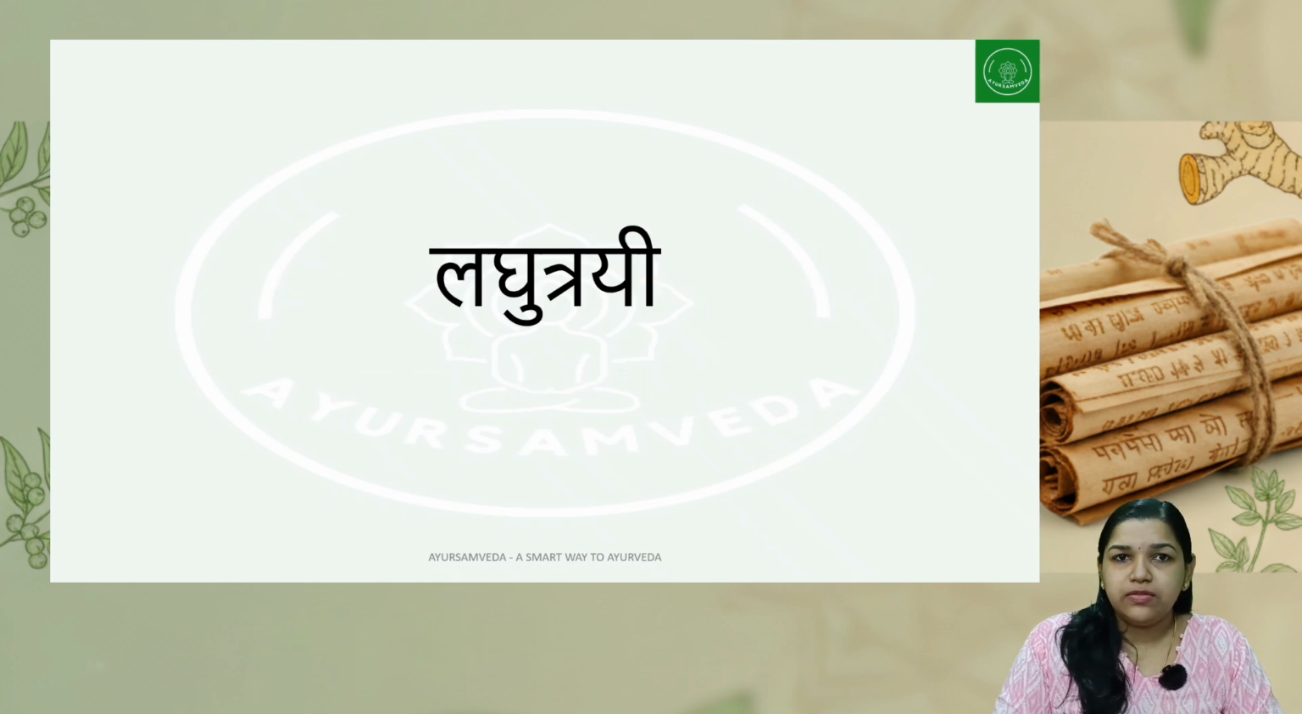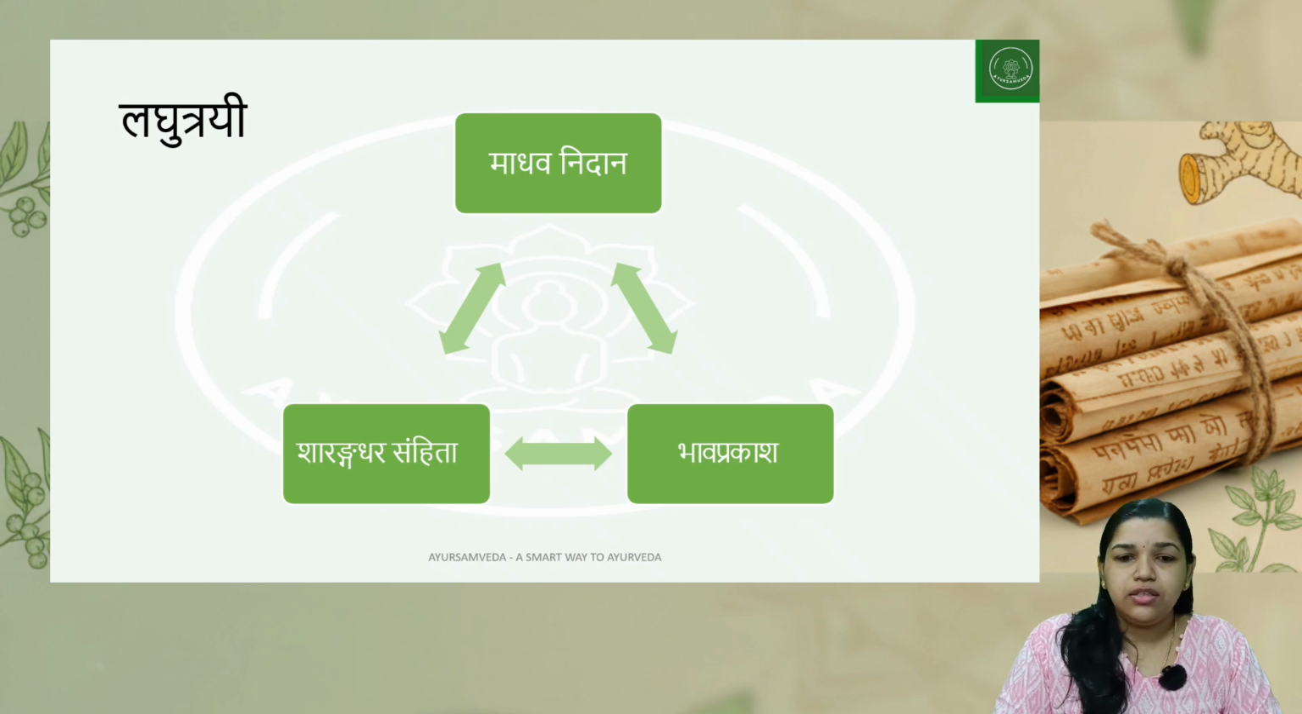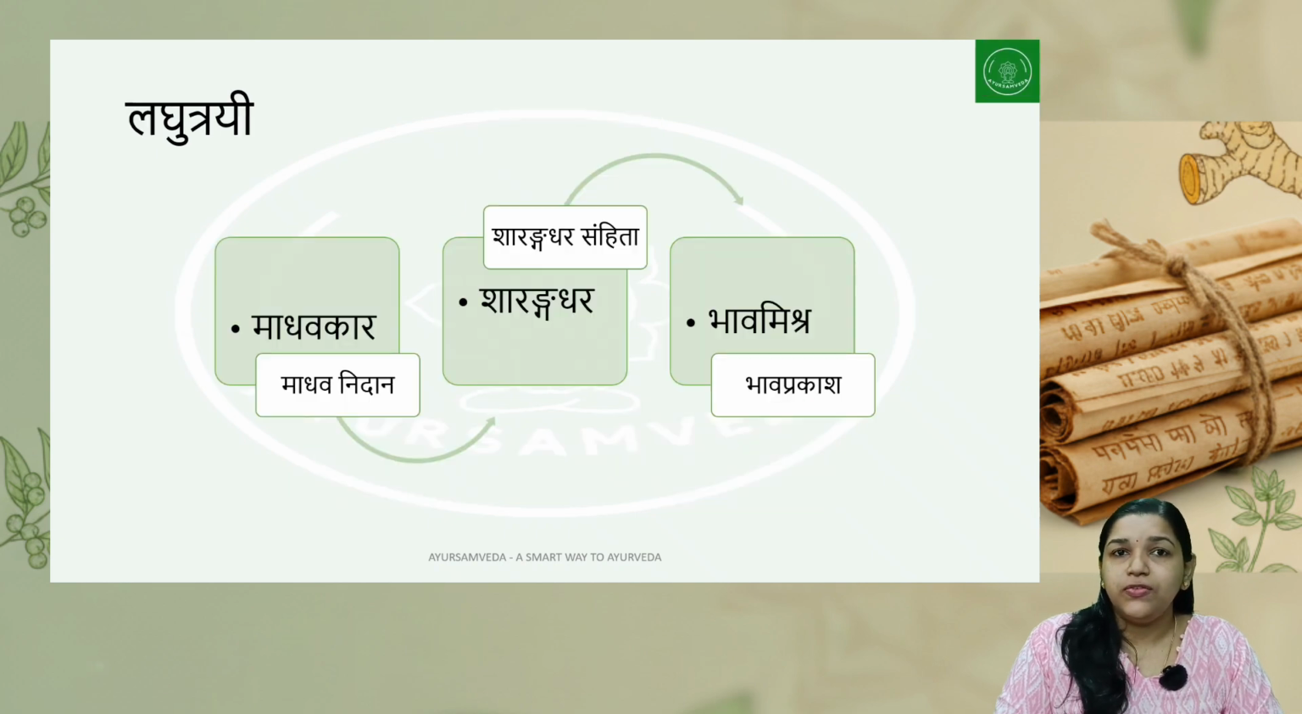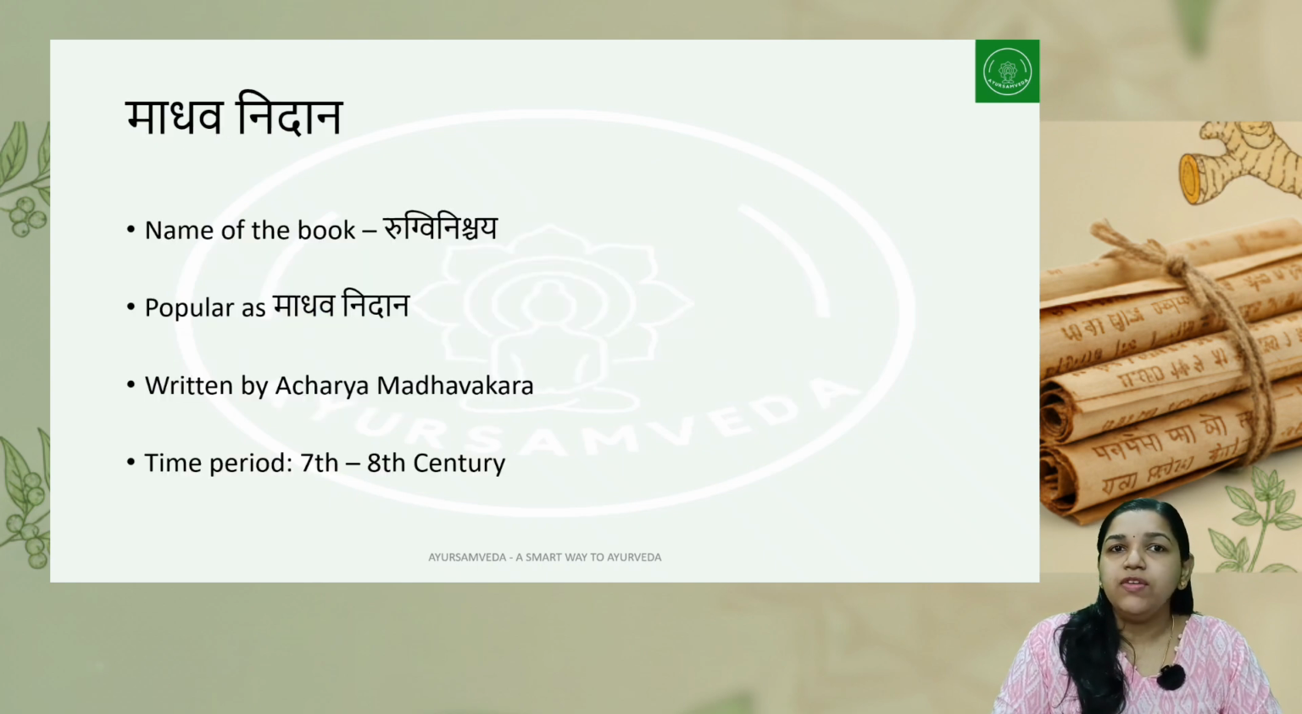The topic which will be covered is Laghutrayi. The Laghutrayi comprises three textbooks, that is Madhavanidana, Bhava Prakasha and Sharangadhara Samhita. In short, we will see the acharyas who have written this Laghutrayi. Madhavanidana is written by Acharya Madhavakara, Sharangadhara Samhita is written by Acharya Sharangadhara and Bhava Prakasha is written by Acharya Bhava Mishra.